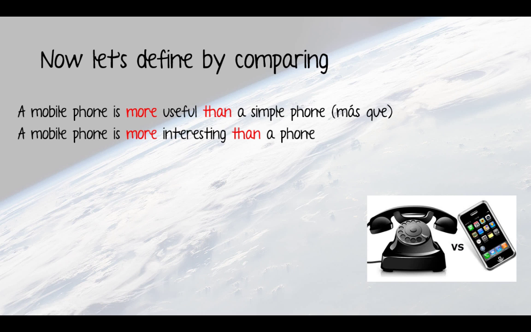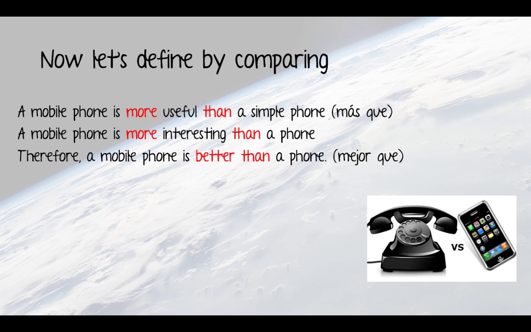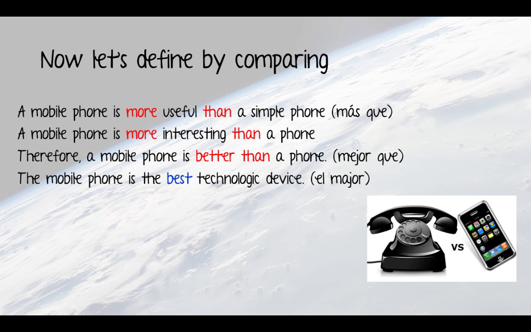A mobile phone is more interesting than a phone. Más que, otra vez, más interesante que. Therefore, a mobile phone is better than a phone. Es mejor que. La palabra better significa mejor, ¿cierto? The mobile phone is the best technologic device. El mejor. ¿Ya? El teléfono es el mejor aparato tecnológico.